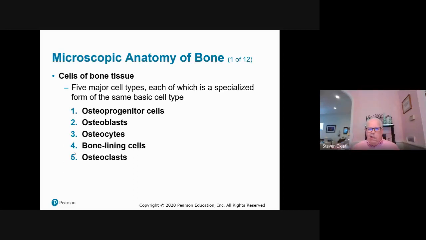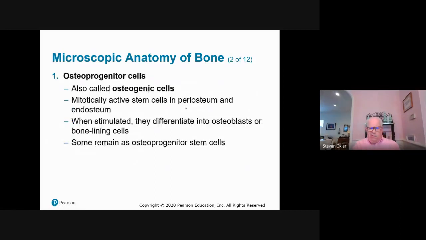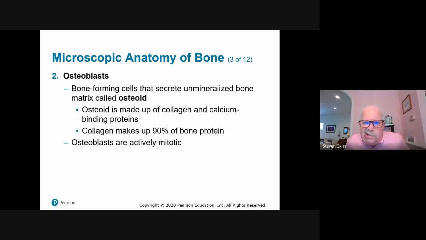Okay. The cells of bone tissue. There are 5 major cell types. I only want you to know 3. I want you to know osteoblasts, osteocytes, and osteoclasts. Those are the 3 bone cells I want you to know. So let's talk about them. You don't have to know this one, not important. But you have to know osteoblast.